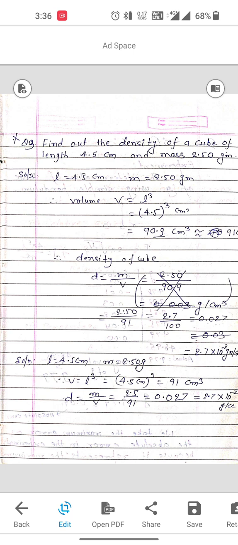The number of significant digits will be 2. Our length is also having 2 significant digits.